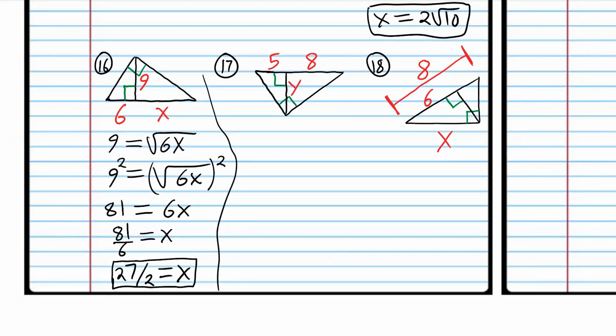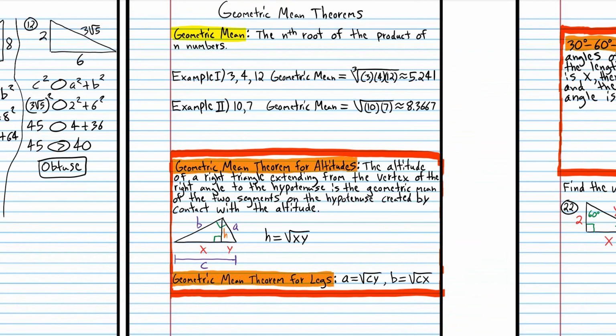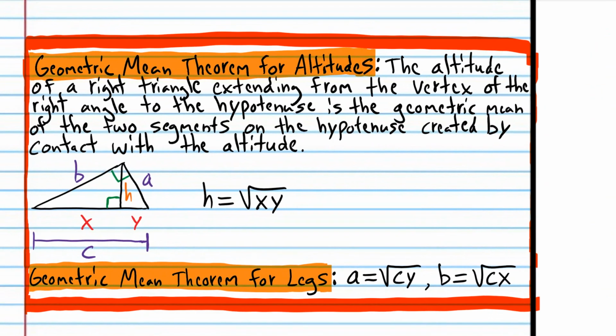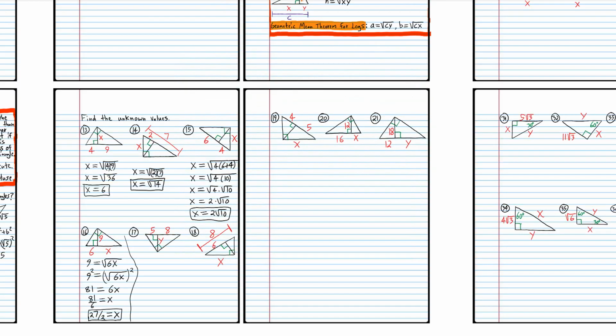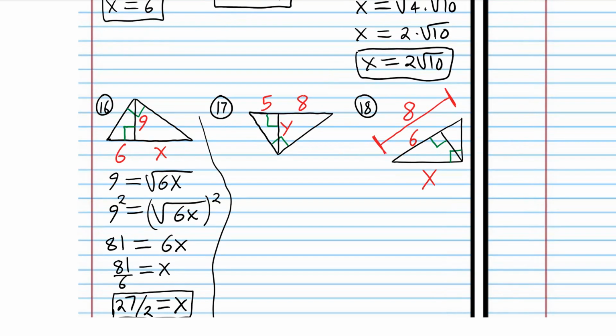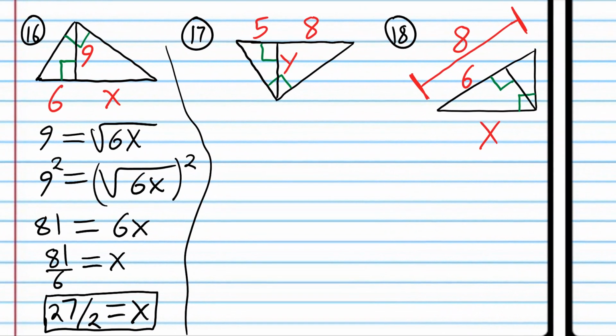Why don't you try number 17? I'm going to give you a chance to take a screenshot of those theorems if you haven't already. So go ahead and try number 17. You're going to use the geometric mean theorem for altitudes on this problem. So try 17, and when you come back, we'll do it together.